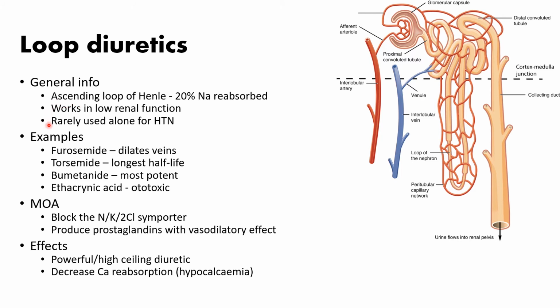They're also rarely used alone for hypertension, and the reason for that is because they trigger compensatory mechanisms, and they're usually mixed with other drugs like beta blockers, and they also have a short duration of action. They're used for hypertension as well if thiazides are inadequate, and especially for hypertensive emergencies due to their fast onset of action. So examples include furosemide, torsemide, bumetanide, and ethacrynic acid.